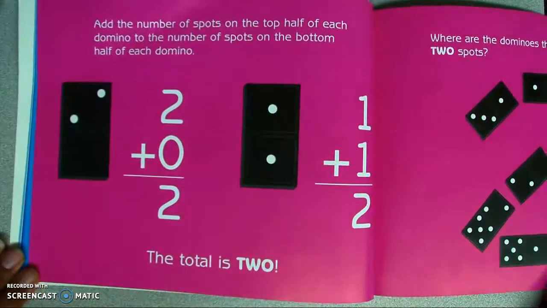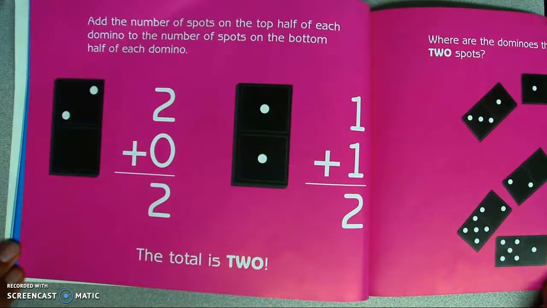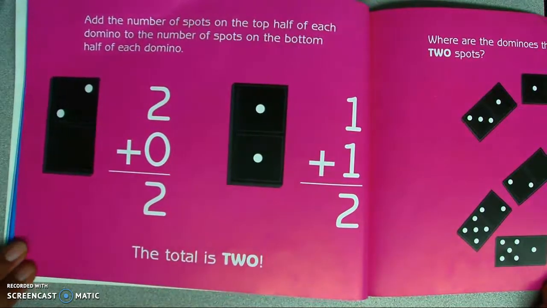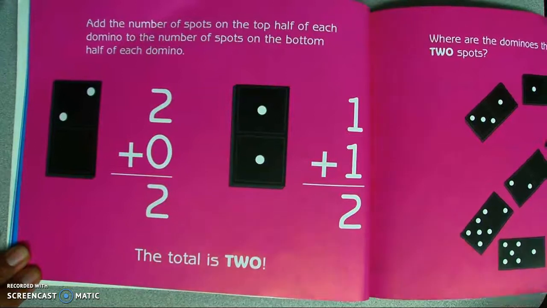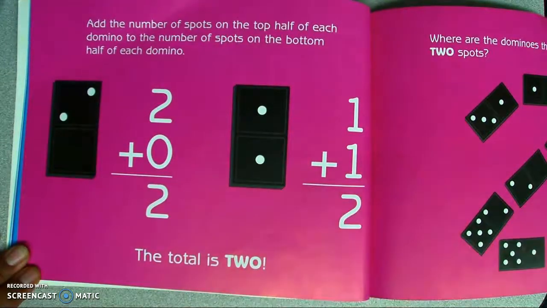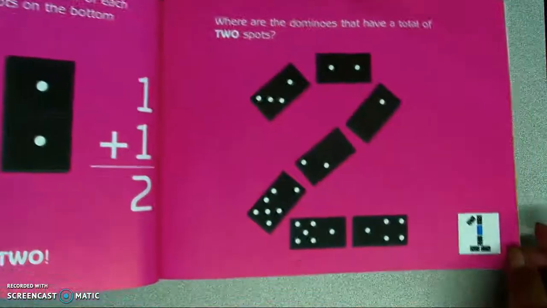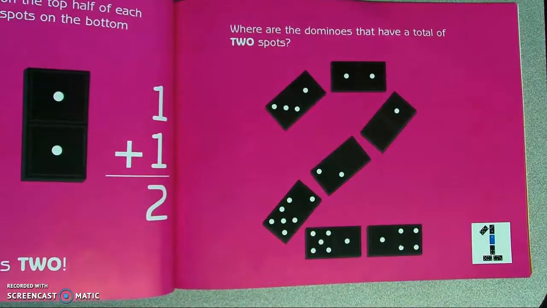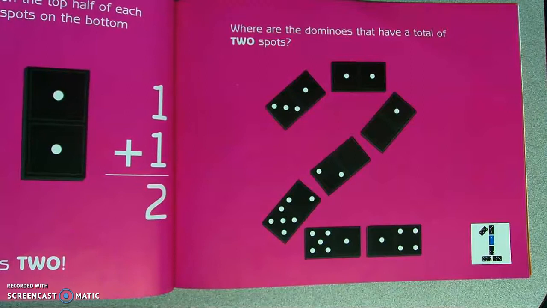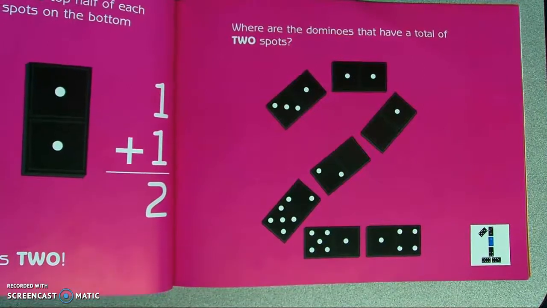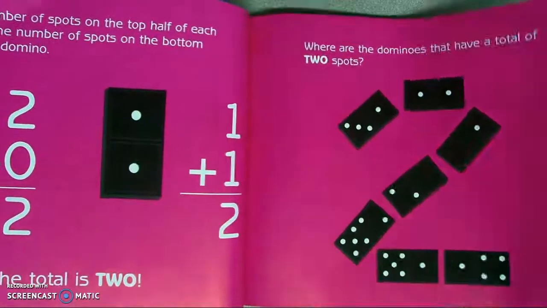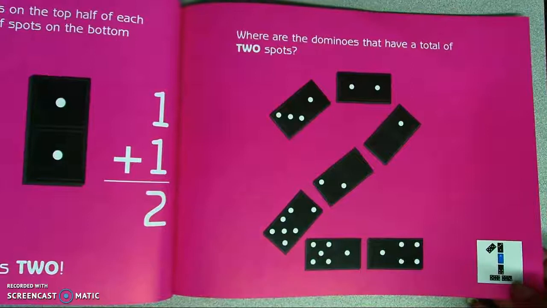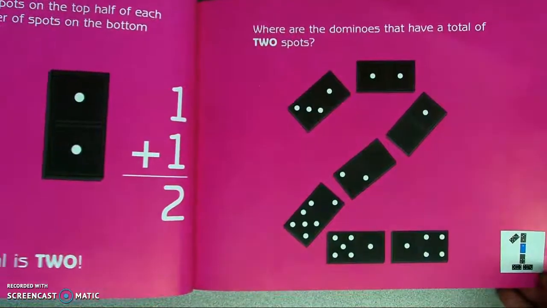Add the number of spots on the top half of each domino to the number of spots on the bottom half of each domino. The total is 2. 2 different ways to make 2. Where are the dominoes that have a total of 2 spots? Point to them. If you notice right here in this little box, it gives you the answer to the previous page.